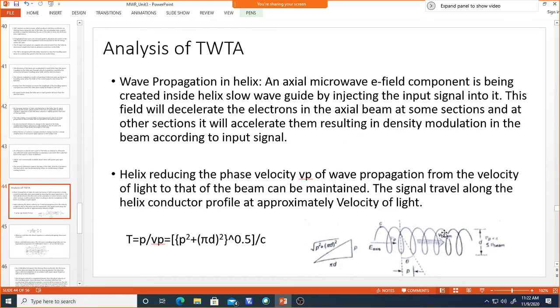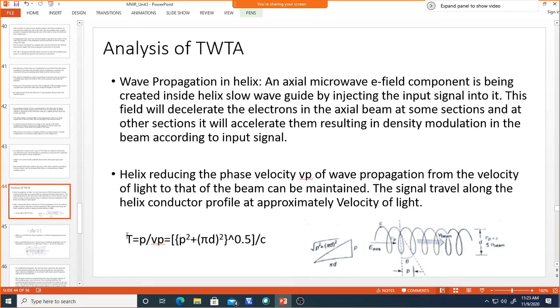In some parts it will cause more bunching, and in other parts of the helix it will form low bunching. According to whatever RF input signal there is, it will accelerate or decelerate the electrons. Now the helix reduces the phase velocity of wave propagation from the velocity of light so that the beam can be maintained. The signal travels along the helix conductor profile at approximately the velocity of light.